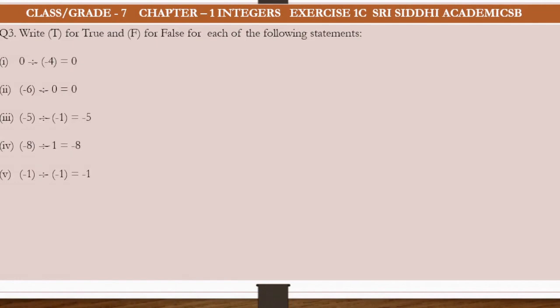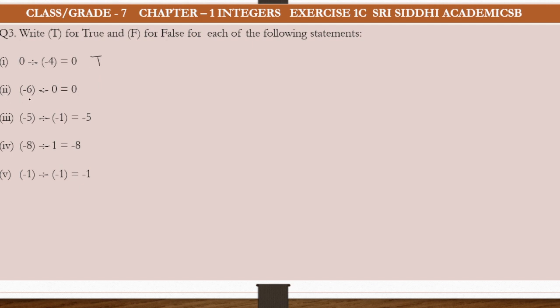Question number 3 says write T for true and F for false for each of the following statements. So 0 divided by minus 4 is equal to 0. This is true. 0 divided by any non-zero number, any integer, negative or positive, will always give 0 as the answer.